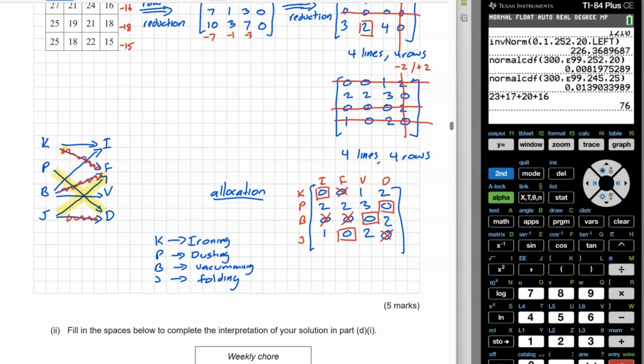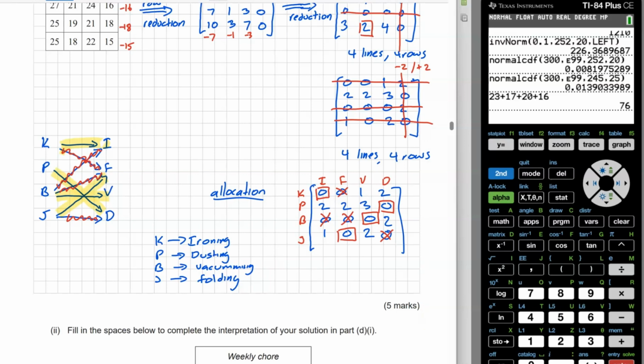Which leaves us with the two choices above. There's only one that's left that's going to the vacuuming, so Bobby has to do the vacuuming, which means that if he's doing the vacuuming, he can't come up here and do the ironing as well, so that Kelly goes and does the ironing. So it's the same allocation that we had before.